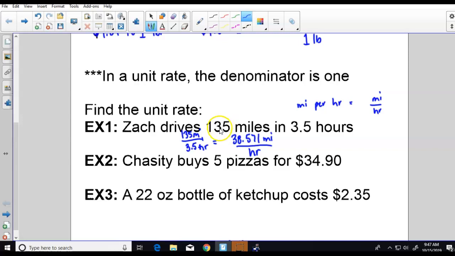Okay, so we just take the amount of miles and we divide it by the hours driven. And that gives us our miles per hour. That's our unit rate.